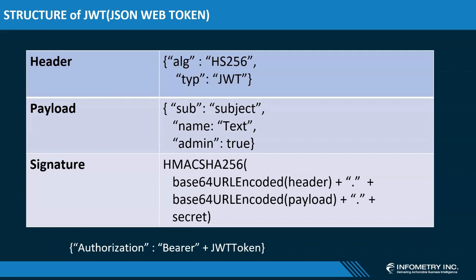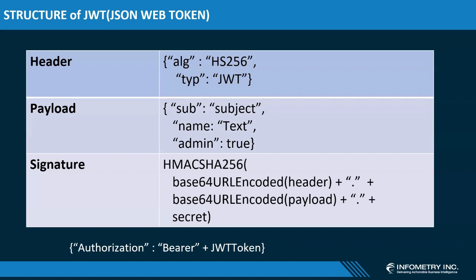Structure of JWT. The header consists of two parts: the type of token, which is JWT, and the signing algorithm being used, such as RSA. The payload consists of claims. Claims are statements about an entity, user, and additional data. There are three types of claims. Registered claims. These are a set of predefined claims which are not mandatory but recommended. For example, issuer, expiration time, subject, audience, and others.